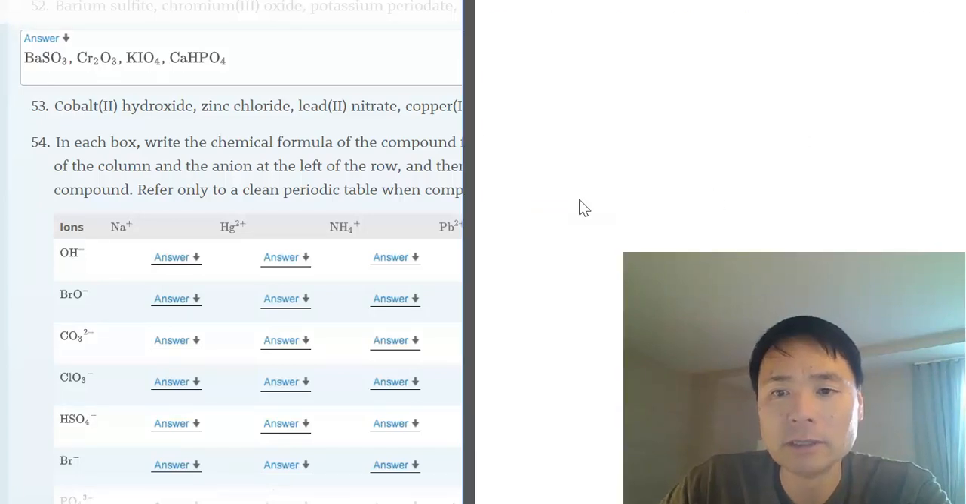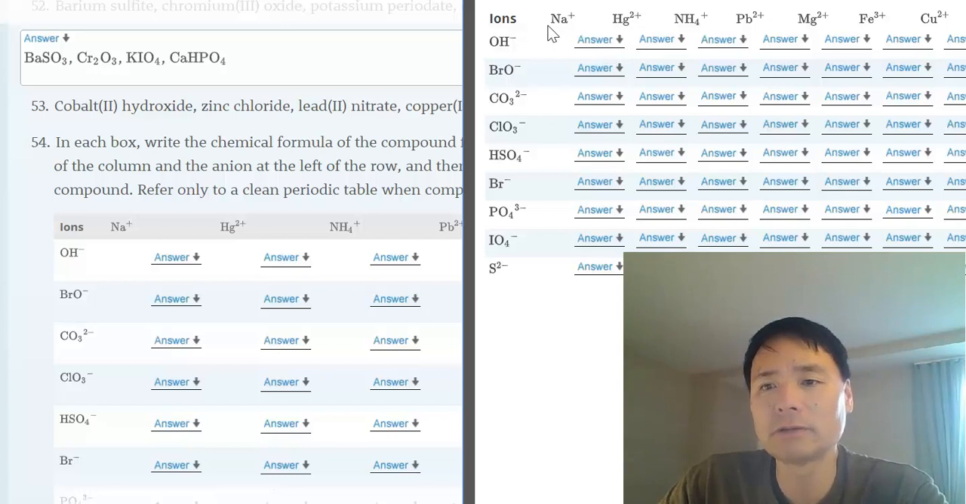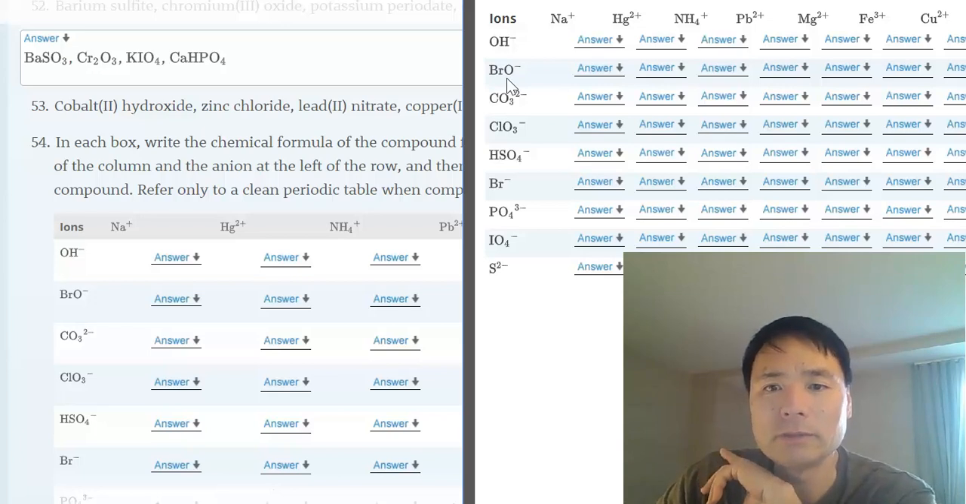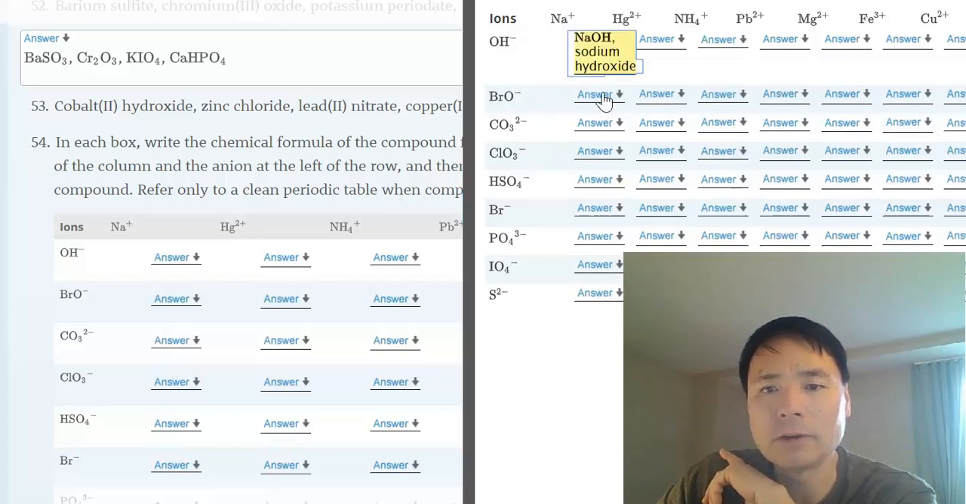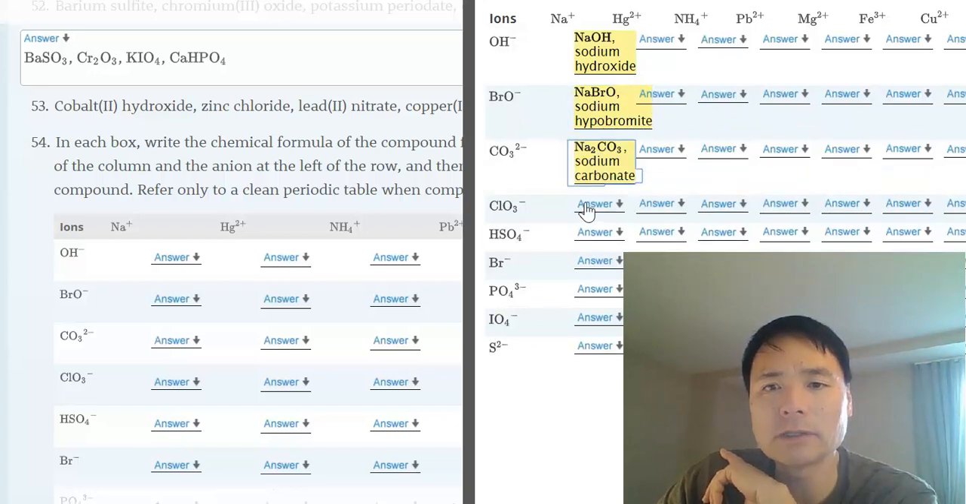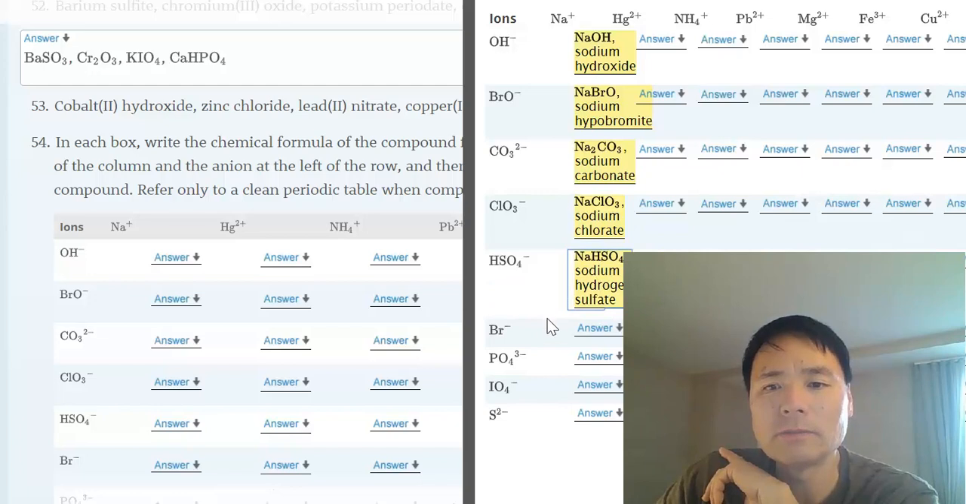Let's see, which way should we do this? Maybe we'll just go down the columns here, it'll be easiest. So sodium hydroxide. What's the name of this one? Bromate is BrO3, so bromite's BrO2, hypobromite's BrO. So this would be sodium hypobromite, sodium carbonate, sodium chlorate. So let's look at those. Sodium hydroxide, sodium hypobromite, sodium carbonate, sodium chlorate, sodium hydrogen sulfate, or sodium bisulfate is another name for that.